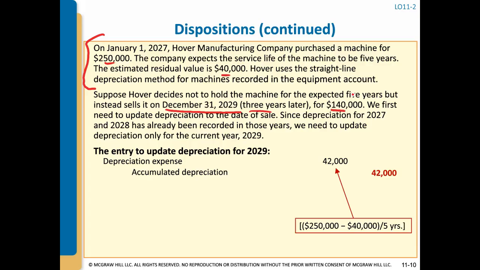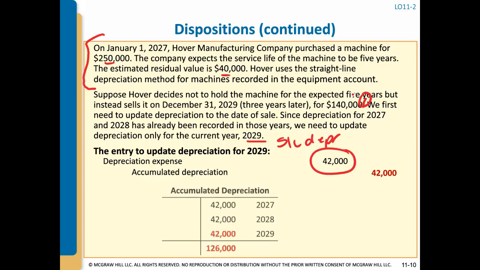We need to update depreciation to the date of sale. That's step 1. Step one is always to update the depreciation for the date of sale. Since the depreciation for 2027 and 2028 has already been recorded in those years, we need to update depreciation only for the current year of 2029. This is assuming straight line depreciation, which is how we have that 42,000. So we have to debit depreciation expense 42,000, credit accumulated depreciation 42,000.